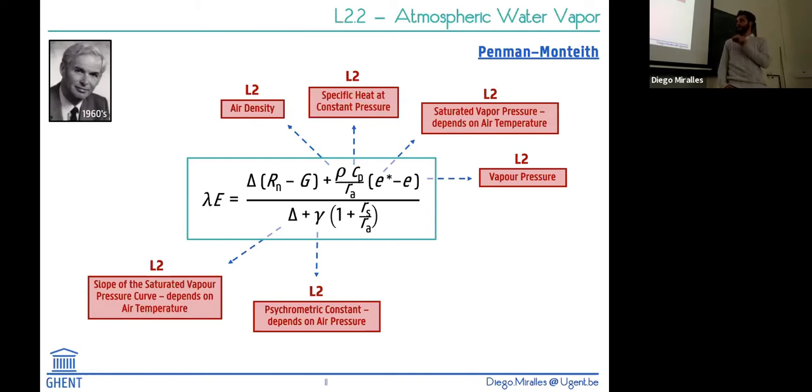This here is the slope of the saturated water vapor curve. So the Clausius-Clapeyron equation, the delta, which is a function of air temperature. We said that if you warm the air, it will be steeper, right? This exponential curve, the slope of it, and the psychrometric constant that you have in here. Okay, so some terms are already starting to come up.